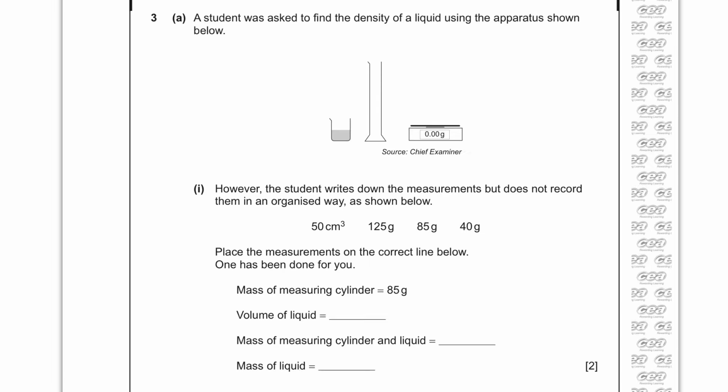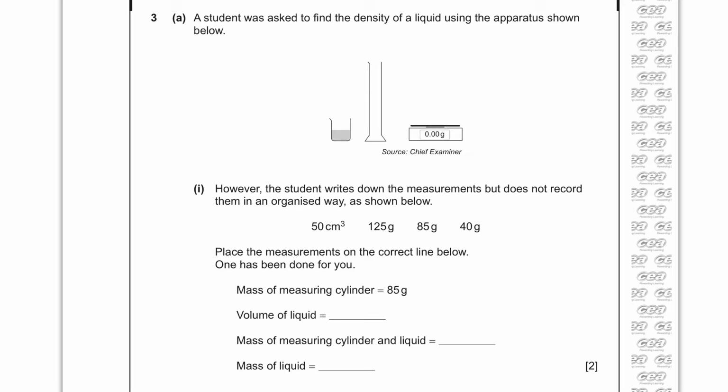Part 3. A student was asked to find the density of a liquid using the apparatus shown below. However, the student writes down the measurements but does not record them in an organised way as shown below. So you've got 50 centimeters cubed, 125 grams, 85 grams, 40 grams. Place the measurements on the correct line below. One has been done for you.